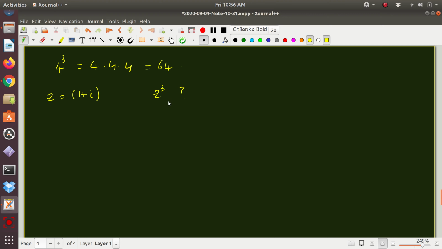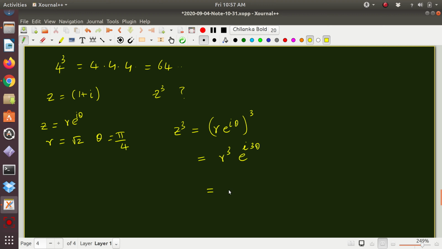The answer is very easy, because once you know how to write z in polar form, this is r e to the i theta, where r is root 2 in this case, and theta is pi by 4. You should verify why it is pi by 4 for the reasons I mentioned earlier. Then z cubed becomes (r e to the i theta) whole cubed, which is r cubed e to the i times 3 theta, right? What is r cubed? r cubed is nothing but root 2 the whole cubed. This is 2 to the 3 halves times e to the i 3 pi by 4.